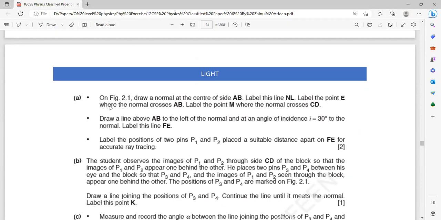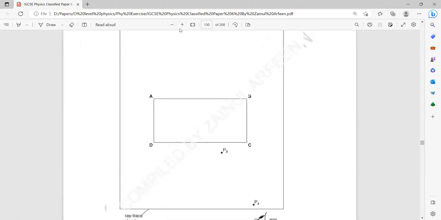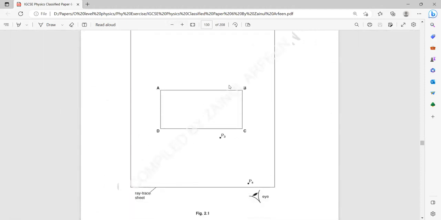Again, you have to follow the instruction on figure 2.1: draw a normal at the center of AB and label this as N and L. Label the point E where the normal crosses AB and the point M where the normal crosses CD. At the center, you measure this length, say 4 centimeters or 3 centimeters. At the center, it will be 2 if the length was 4. You draw a line, the normal.